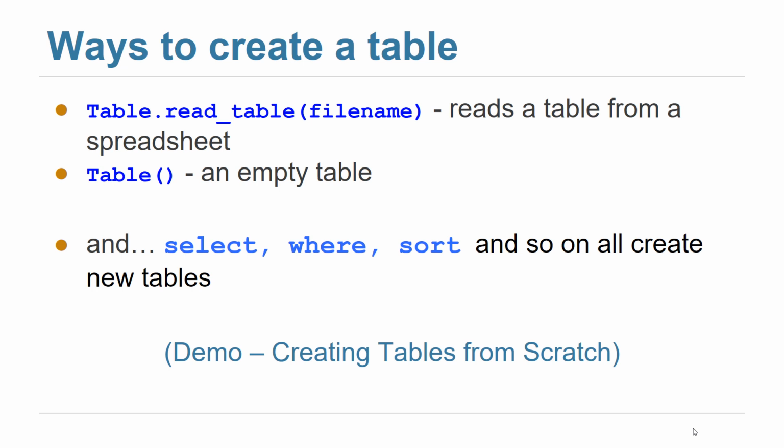There are multiple ways to create a table. One is to read a table from a file, and I think we saw that before. The file usually is a CSV file, a comma separated values file. Or you can create a table from scratch using the table function. And we can also create new tables using select or where or sort as we saw before.